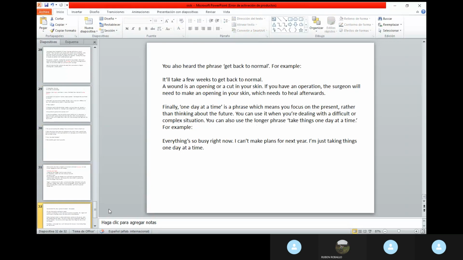You also hear a phrase, get back to normal. It takes 3 weeks to get back to normal. You had an operation, and the cut in your skin needs time to heal. O sea que necesita harto tiempo, get back to normal, o sea, para estar otra vez como estaba antes. Necesita tantas semanas para recuperarse de ese corte que le hicieron en la operación.